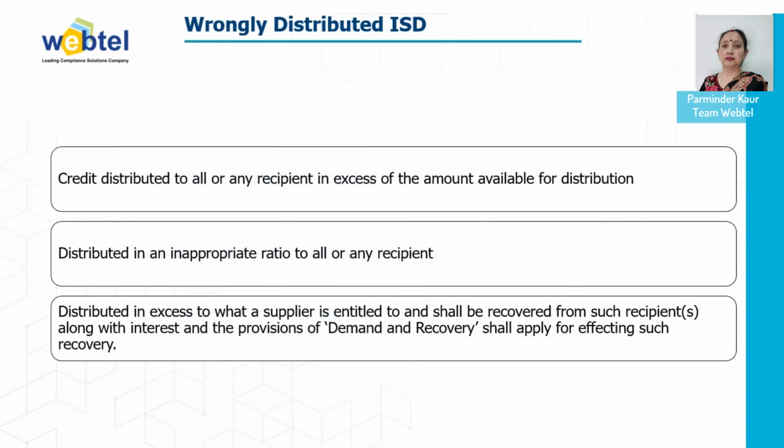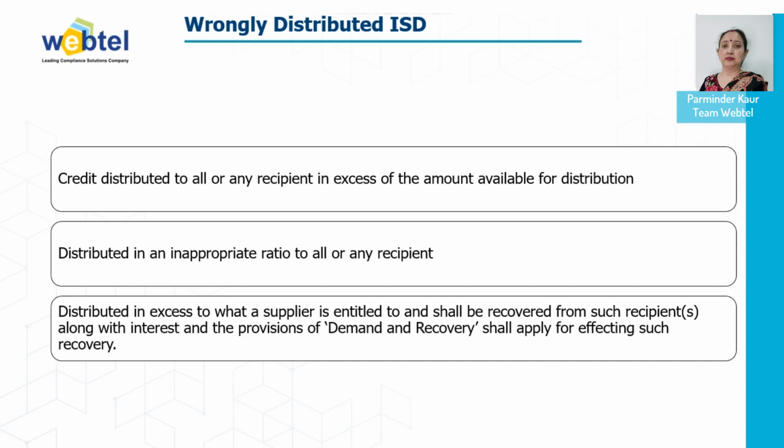So what happens if wrong distribution is done? It is possible that a wrong distribution can be made by mistake. Excess credit may have been distributed, or less credit, or an inappropriate ratio was allocated. The ratio that has been allocated to each and every branch is not appropriate. In that case, the supplier is entitled to recover it from such a recipient along with interest, and the provisions of demand and recovery shall apply for effecting such recovery.